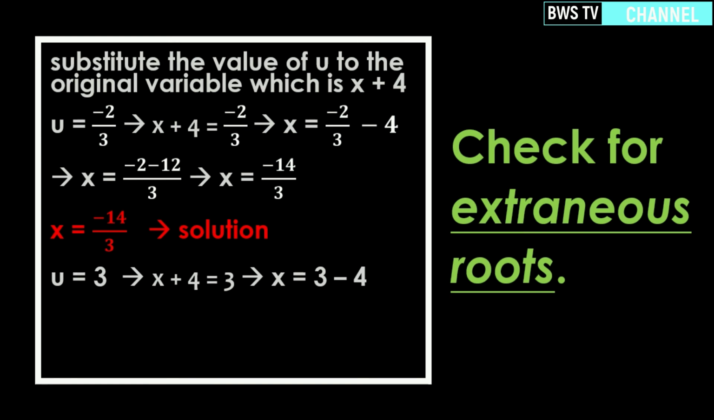Again, you change it into the original variable. So x plus 4 is equal to 3. Then transpose 4, so that will be x is equal to 3 minus 4. So the answer is x is equal to negative 1. And negative 1 is also a solution. We don't have an extraneous root.